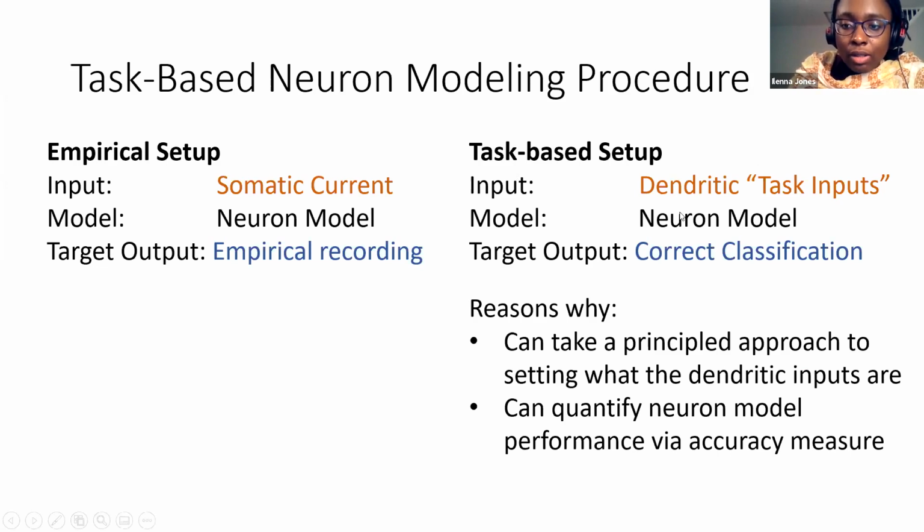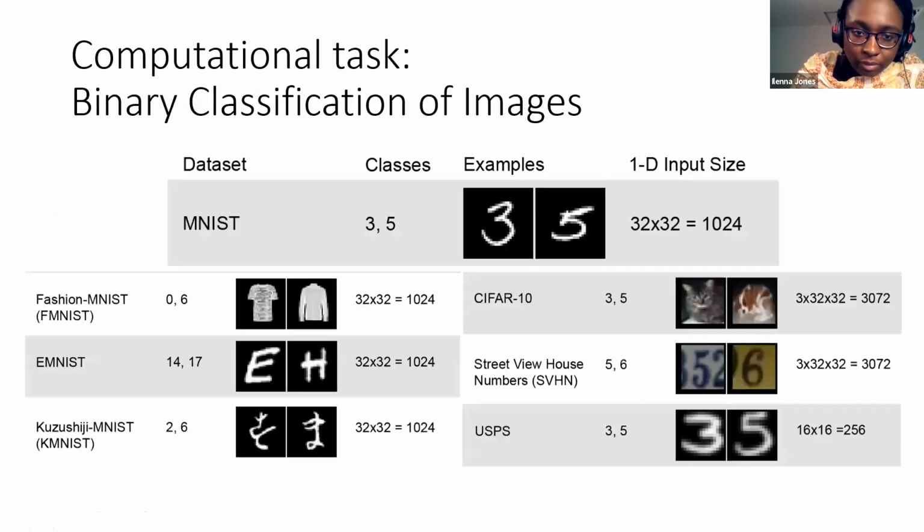I also have in mind for my neuron model that I'm going to ask questions about the dendrites, and to be able to ask questions about the dendrites, I need to have higher dimensional, multidimensional input. So I'd have this dendritic task input, which I'll define soon, and then the output is a correct binary classification. The reasons why I do this are to take a principled approach to setting what the dendritic inputs are, and so that I can quantify the neuron model's performance via an accuracy measure, either it is correct or incorrect. So what did I mean by binary classification?